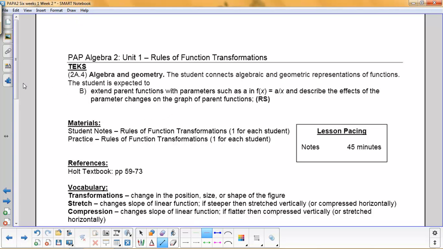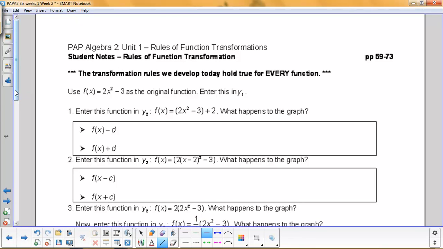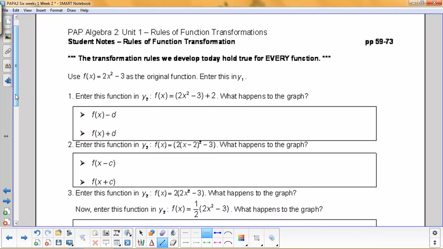Rules of transformations. Please refer to your reference materials and your vocabulary. Okay, rules of transformations. Please use your calculator to verify all this information. Make sure you're typing it in properly using parentheses where appropriate, and you'll see how to use technology to help you solve problems involving transformations.